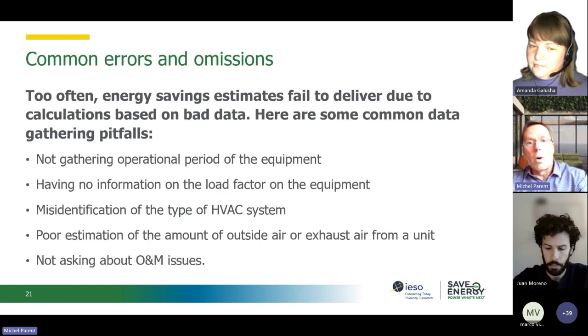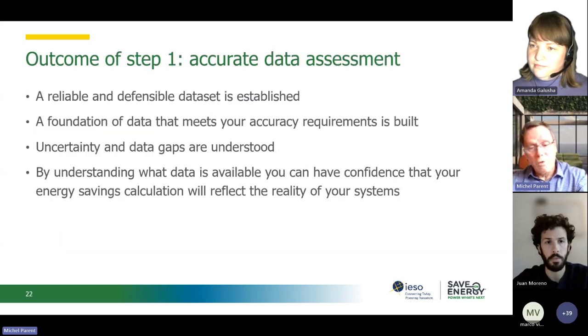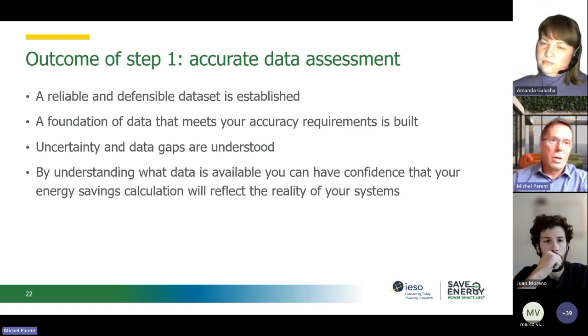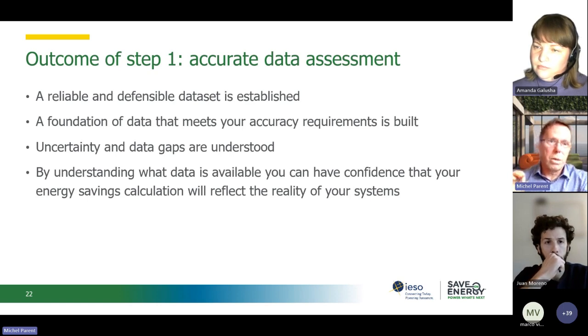And obviously the O&M issues, like I mentioned before, are very important. You need to know if the system is working properly. Is it short cycling? Because if it's short cycling, such as a boiler, your efficiency will drop not by 5%, but by 15%. So try to get a good estimate of that.